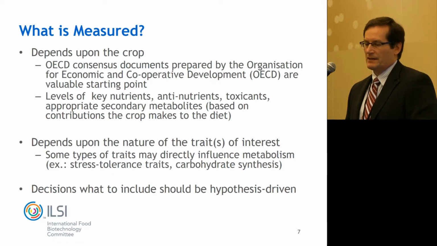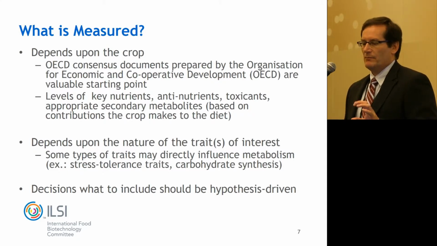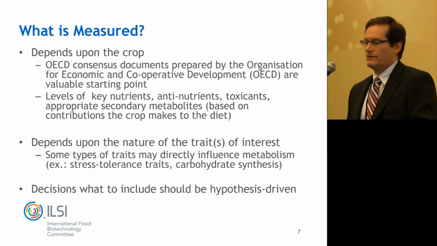What they've done in these documents is they've assessed the levels of key nutrients, anti-nutrients, and toxicants, and put this in context with the contributions that crop makes into the diet. So they point out which ones probably should be surveyed to see if there may be an impact on the nutrition of the crop. Also, it depends on the nature of the traits of interest themselves. So if you're changing a particular pathway, you probably want to look at some other components within that pathway to see what changes may be there.